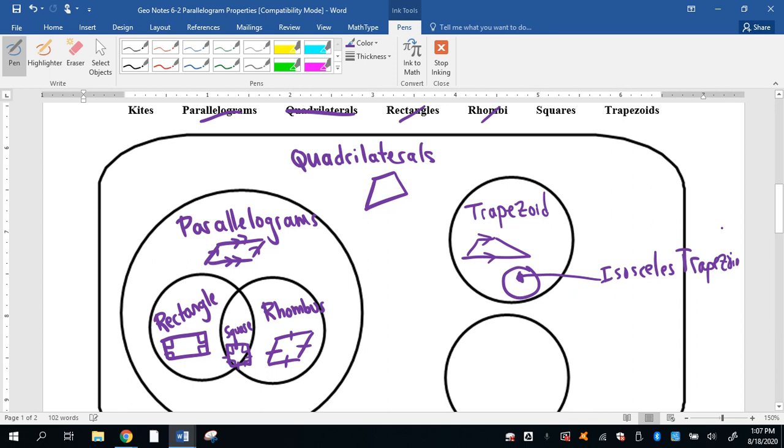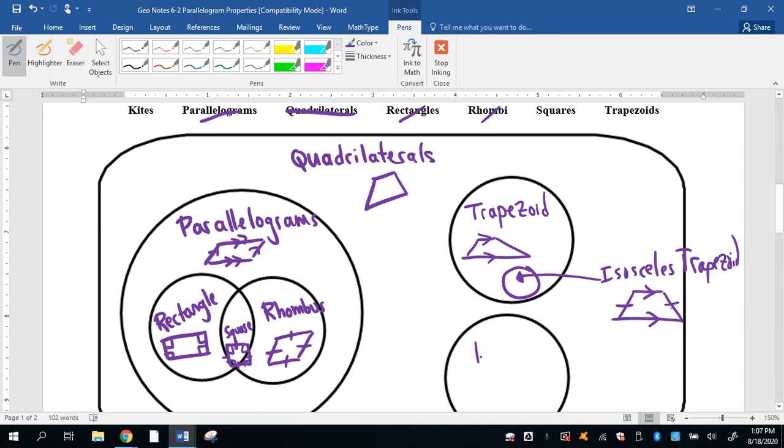And an isosceles trapezoid is a specific type of trapezoid where you have two sides that are congruent. So one pair of parallel sides, and then the non-parallel sides are congruent. That would be your isosceles trapezoid.